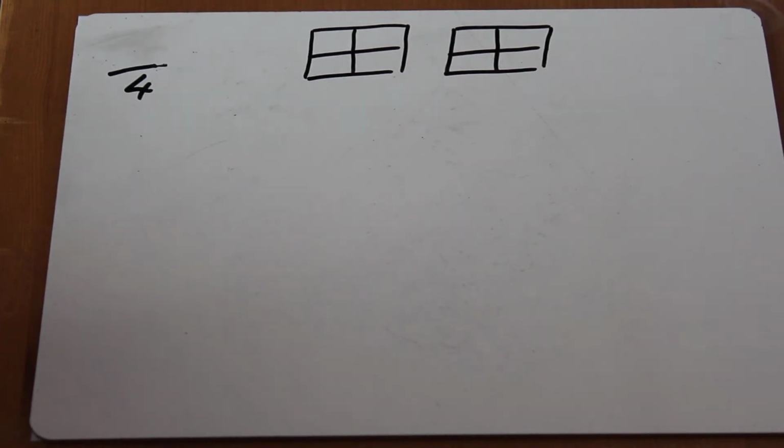Today we're looking at changing improper fractions back into mixed numbers. So if you remember, a mixed number is a whole number and a fraction. An improper fraction is where the numerator is larger than the denominator.